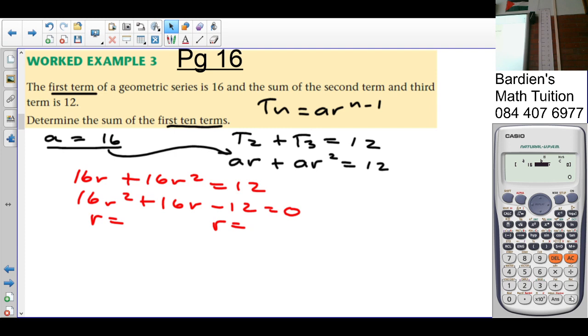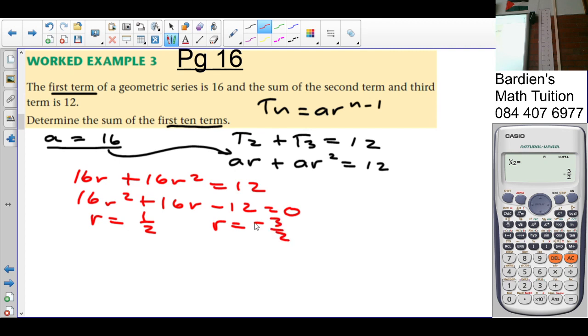So it's 16, 16, negative 12. Gives us, is that correct? No? So 16 is off. It's normally irrational values, that's why I knew it wasn't right.